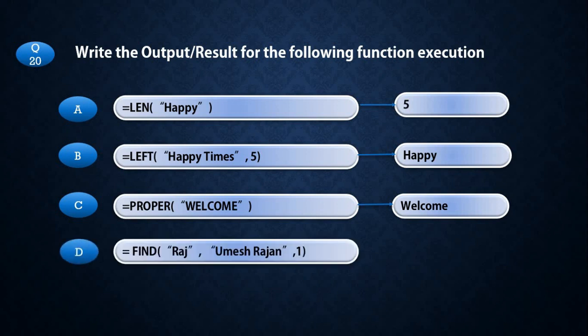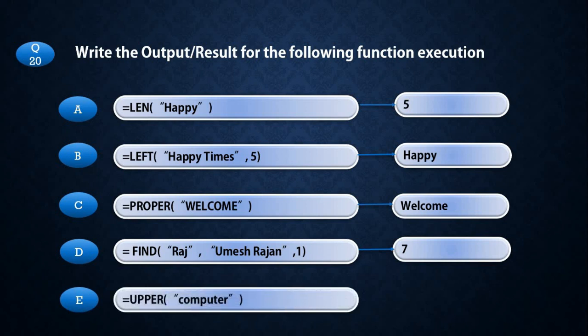Next function, FIND "Raj" in "Umesh Rajan", and your starting number is 1. So FIND will help you to find the position where "Raj" is found within "Umesh Rajan". So the answer for this will be 7, because "Raj" starts from the 7th location. Next one, equals UPPER of "computer". Computer is being given in lower case. When you use the UPPER function, this will be converted into capital letters.